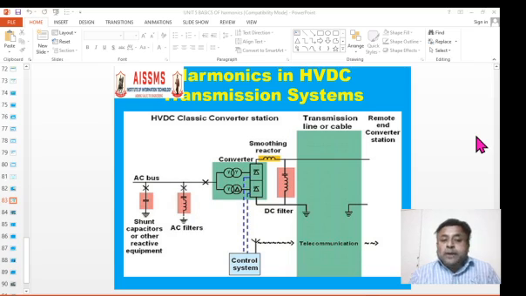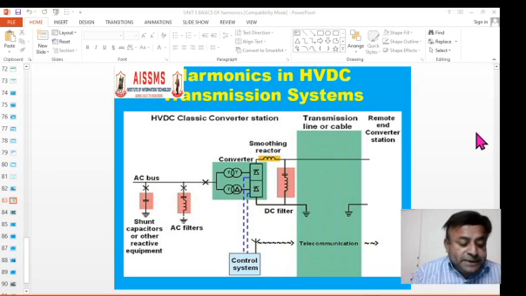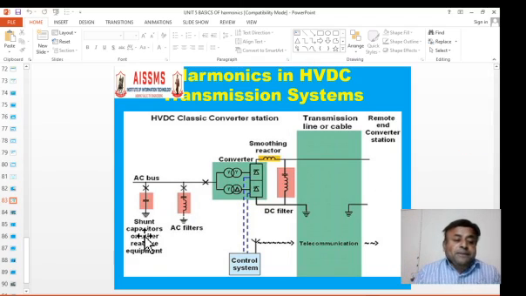So the problem of harmonics is observed in HVDC as we have discussed, and therefore filters of AC and DC types are installed at HVDC plants.